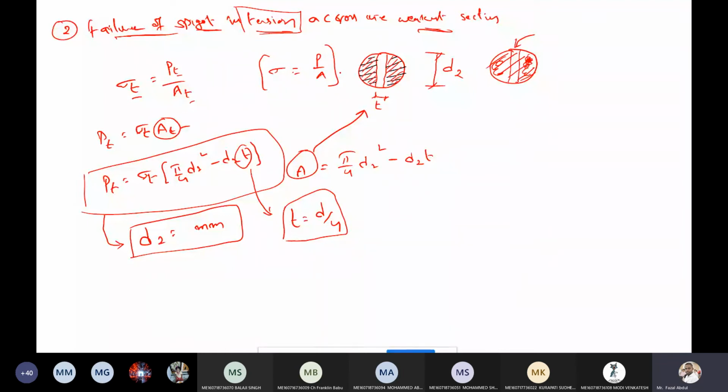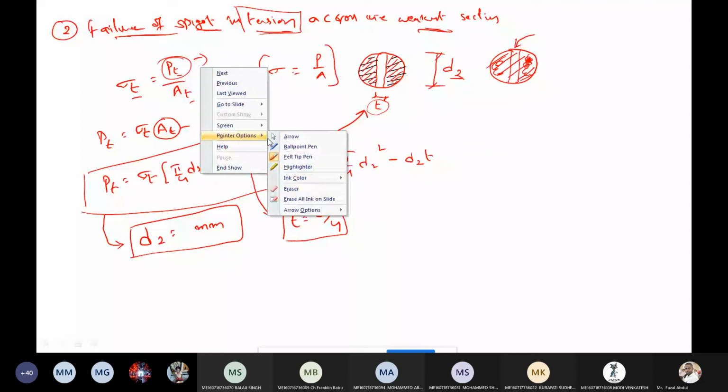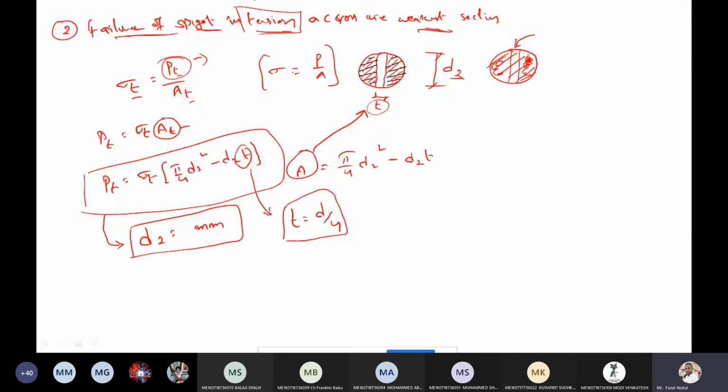What is the diameter of the spigot rod? D2. What is the thickness of the slot? That is nothing but the thickness of the collar. If it fails in tension, this type of cross section will appear. The P_t value is given in the question as 30 into 10 to the power of 3.